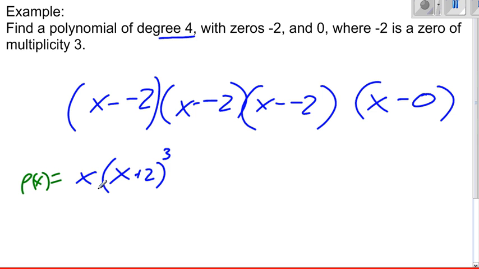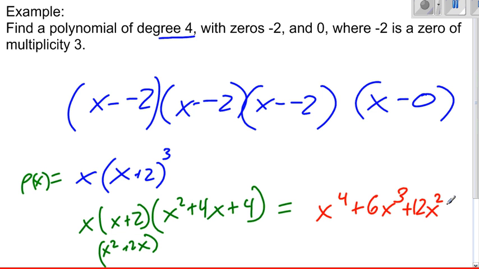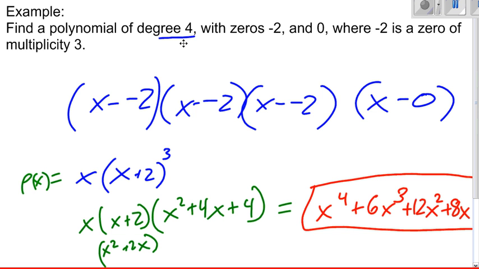And you can multiply this out. x plus 2 times x plus 2 would get you x squared plus 4x plus 4 times x squared plus 2x. I'm going to skip some of the work here, but you would distribute the x squared to everything and then distribute the 2x to everything. Combine like terms and you get x to the fourth plus 6x cubed plus 12x squared plus 8x. And there's our polynomial.